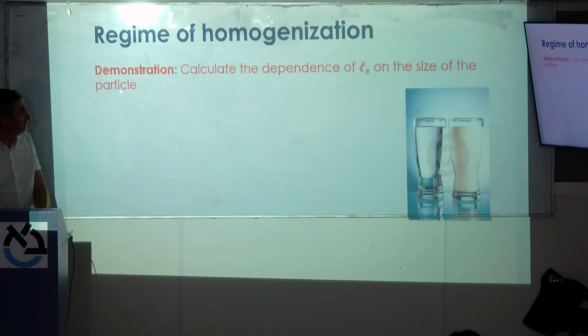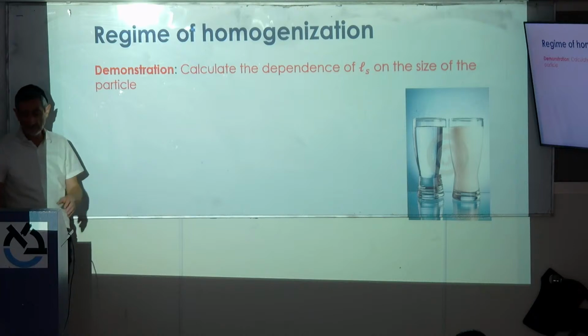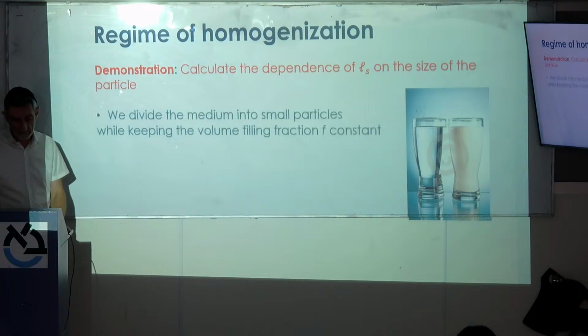So let's see. Let's start from a scattering medium. We can define a scattering mean free path, LS. Let's see how LS will vary with the size of the particles. Then we will try to go to very small particles. We will take the particles going down to small sizes, and I want to see how LS depends on the size. So let's do it here.